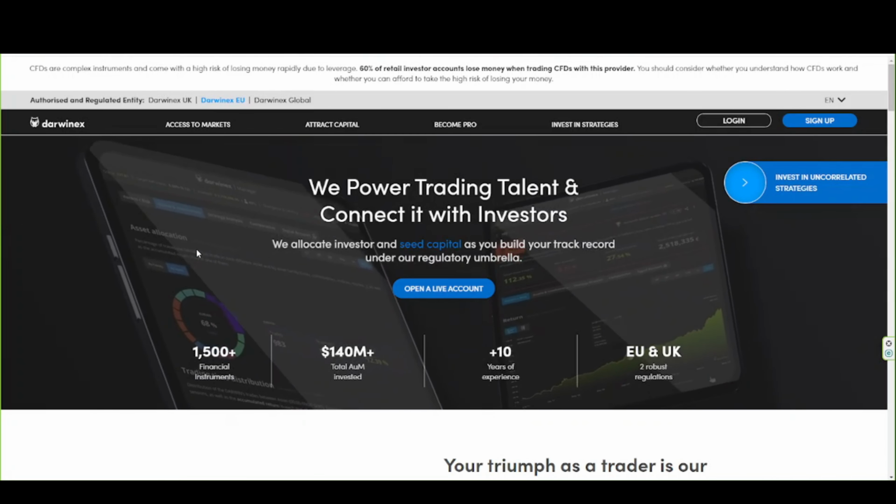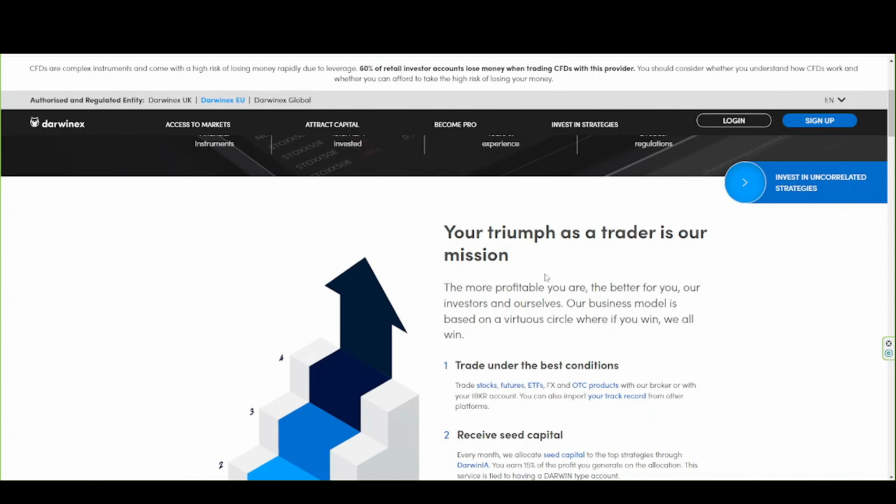We look here and it says your triumph as a trader is our mission. So the more profitable you are, the better for you, our investors, and ourselves. What's nice about DarwineX is it's very different from the prop firm, because most prop firms don't actually put you live. They're not actually trading live funds. They're relying on the fact that 90% or 95% of people fail, so they're going to pay you out through that method.